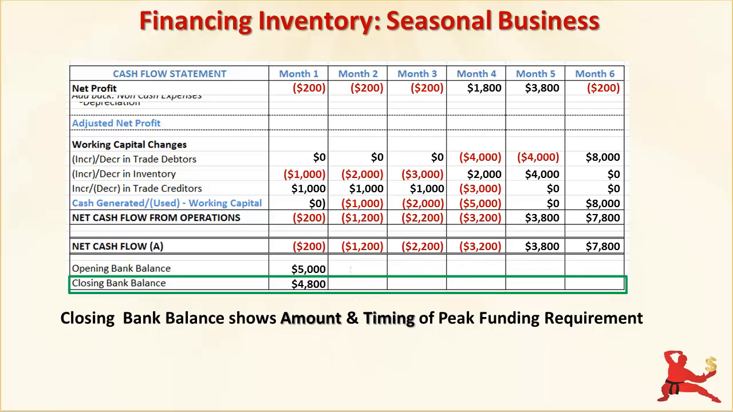If we had started with, say, $5,000 in the bank account in month 1, then obviously that would be $5,000 less that you need to find. You would only need to arrange for another $1,800 to cover your working capital funding requirements in this 6-month season. And you only need this additional financing for a month.